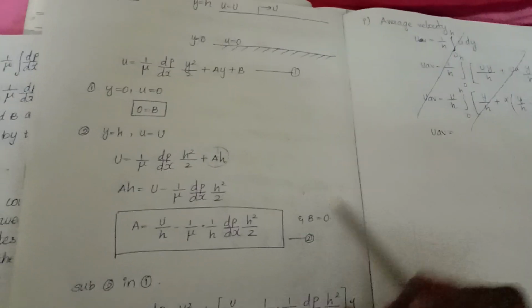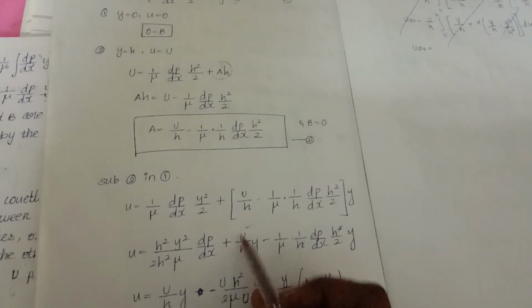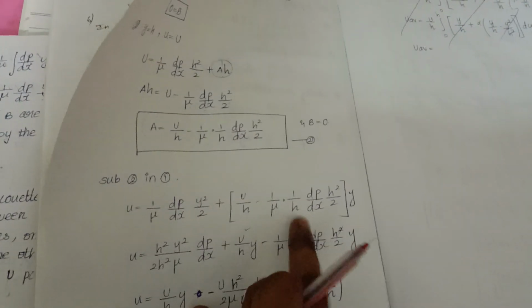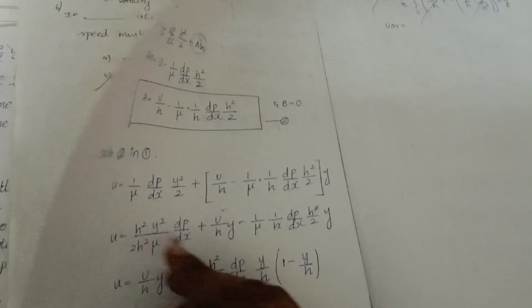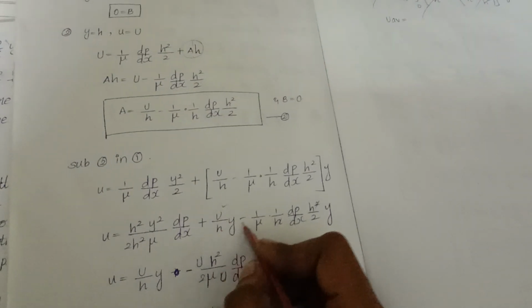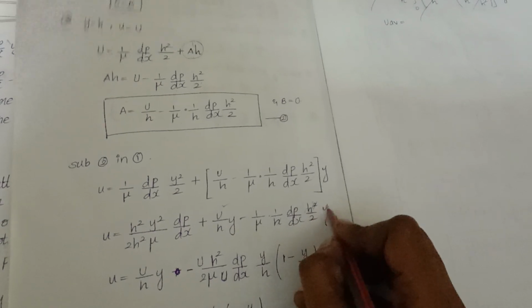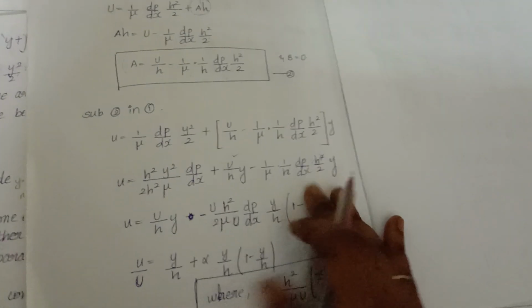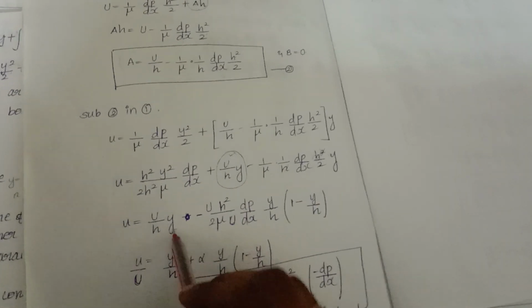Substitute the a and b values in the first equation, which means we get u equal to 1 by mu dp by dx y square by 2. Instead of a we have to substitute U by h minus 1 by mu 1 by h dp by dx h square by 2, times y. So multiply y inside, which means we get U by h y minus 1 by mu 1 by h dp by dx h square by 2 into y.